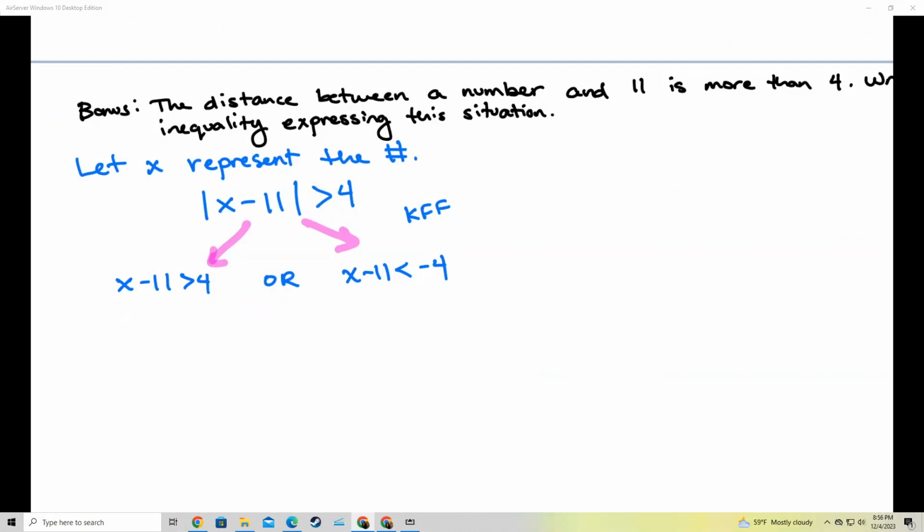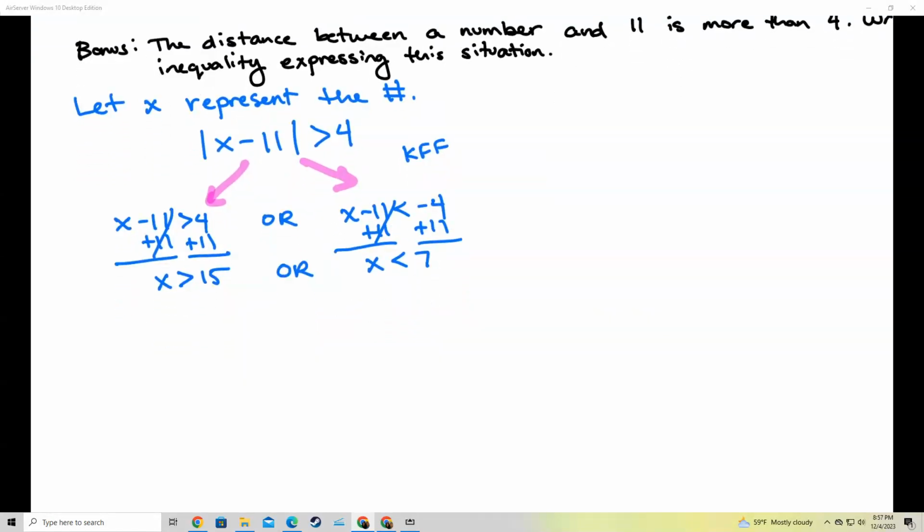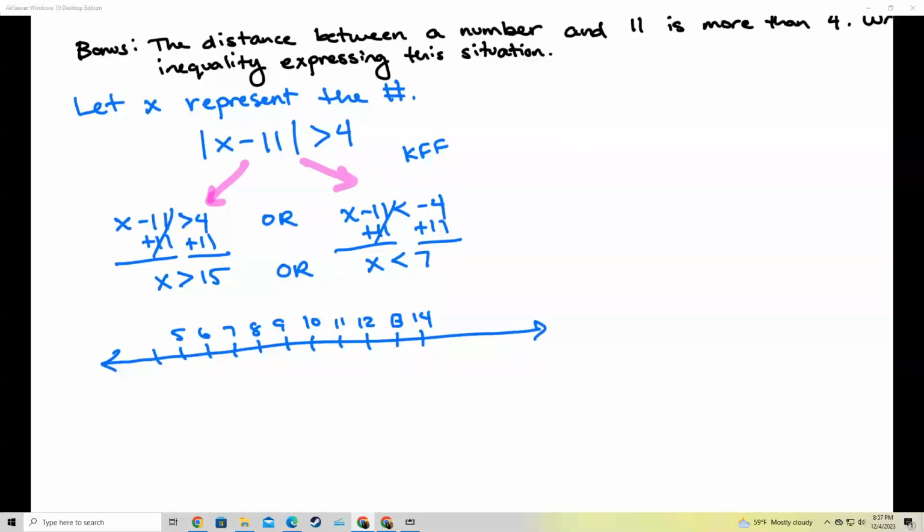Now we're just going to go ahead and solve each one. I got x is greater than 15, or on this other side, you got x is less than 7. So if I were to draw this on a number line, I would have 5, 6, 7, 8, 9, 10, 11, 12, 13, 14. Oh, I guess I need to make my number line a little bigger, huh? 15, 16, 17, 18. So let's see. I need my x's to be greater than 15, or I need my x's to be less than 7.